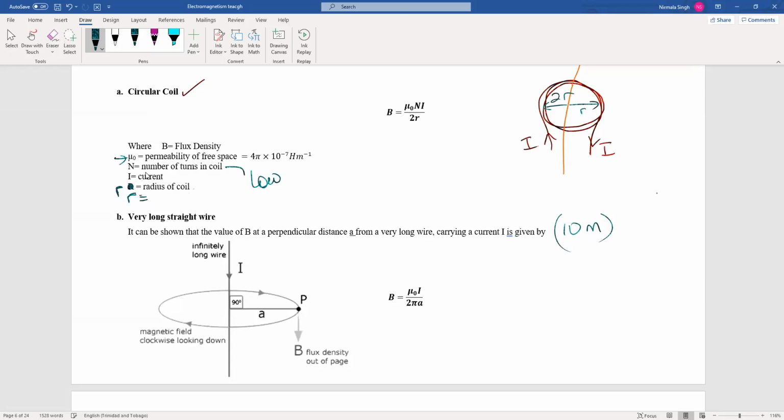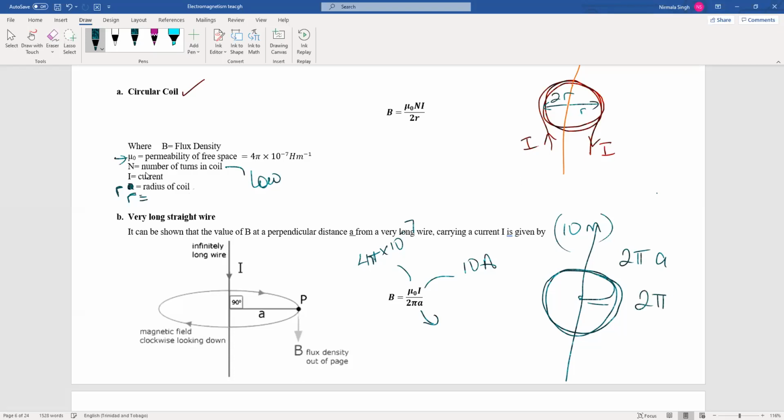If your wire is long, your magnetic flux density is given by the equation mu naught I over 2 pi A. Mu naught is your permeability of free space, 4 pi times 10 to the minus 7, and your current could be 10 amps. 2 pi A is the circumference around your wire. If this is your wire and your magnetic field is formed around it, 2 pi A or 2 pi R would be your circumference.